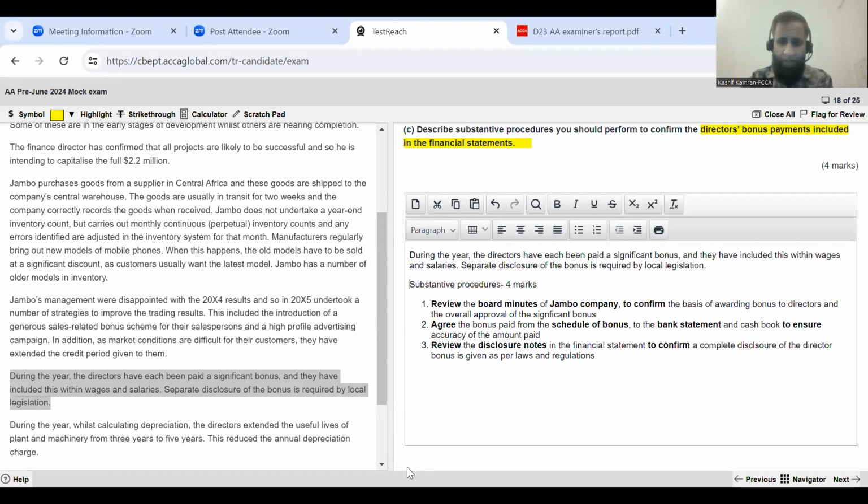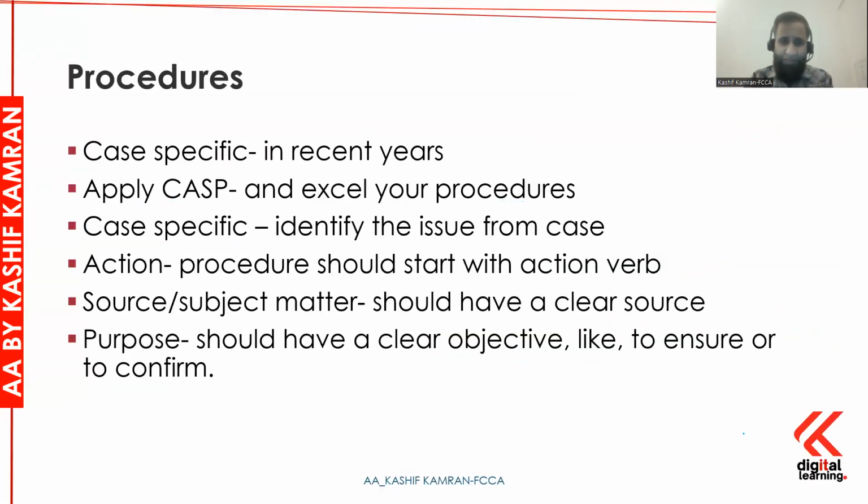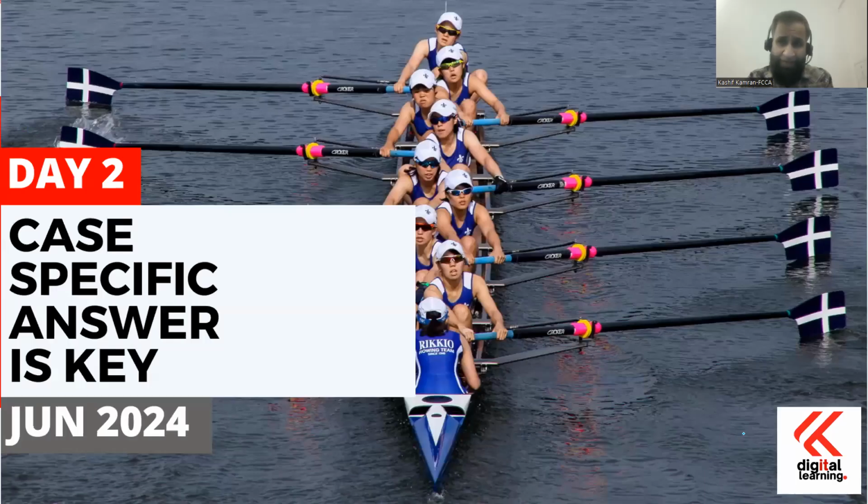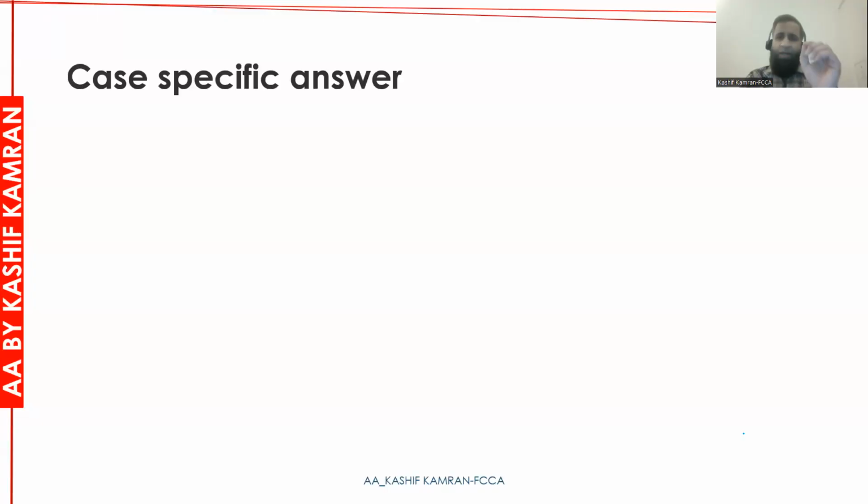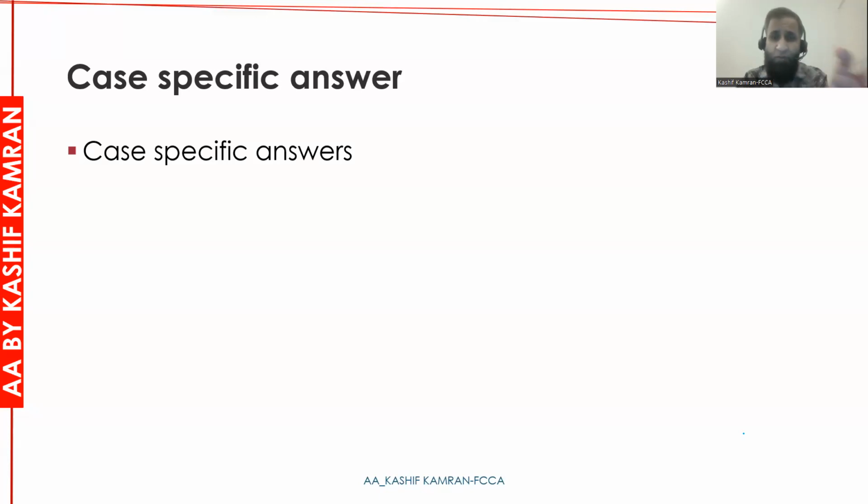I hope you can find some betterment to procedures around case-specific answers. You know that in section B, a lot of questions like audit risk and response, control deficiencies or direct controls, or implication for the audit report, discuss the issue. These are all depending upon the case or even the audit procedure. So you need to write a case specific answer.